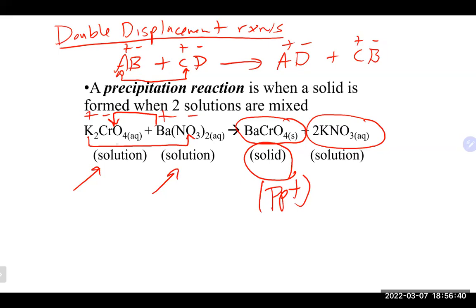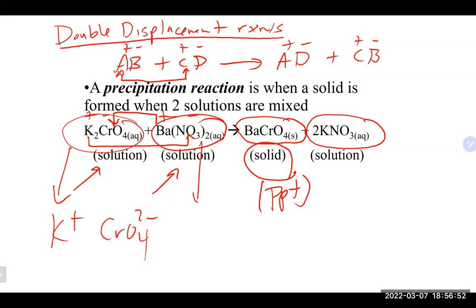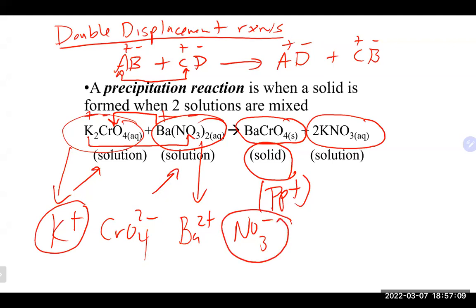So how do we figure out what we get on the other side? Well, you just want to look at these guys and take the basic units. So this guy is really a K plus and a chromate. This guy is really a barium with a plus two charge and a nitrate. This is the type of situation where if you're not given the right-hand side, you want to make sure you get those formulas correct, like we were talking about with balancing, which means when you take this guy and this guy and put them together, regardless that there's a two here, you just want to put it together correctly like you're doing nomenclature. Plus one and minus one gives you the correct formula over here, which is KNO3.